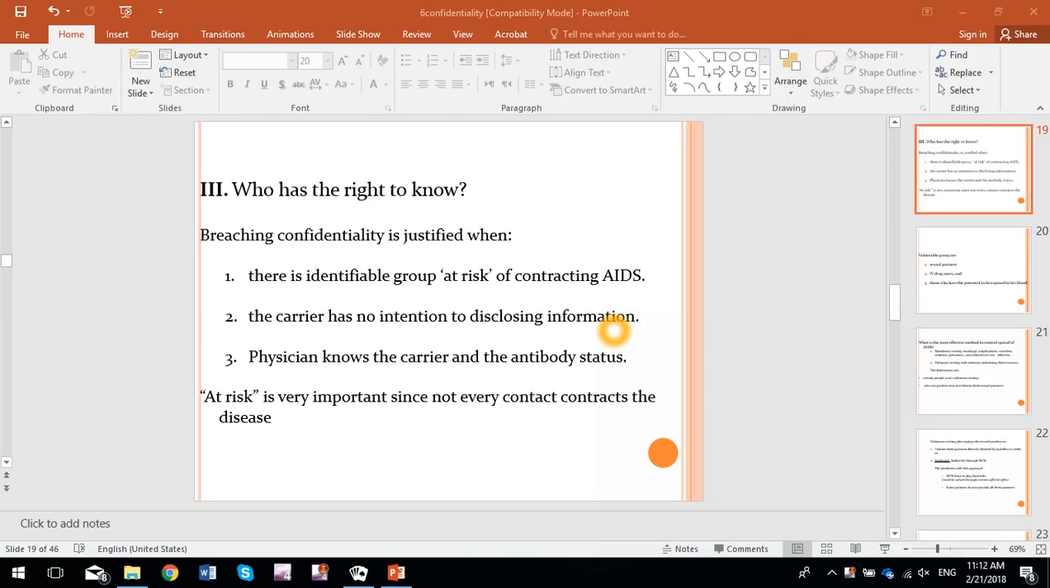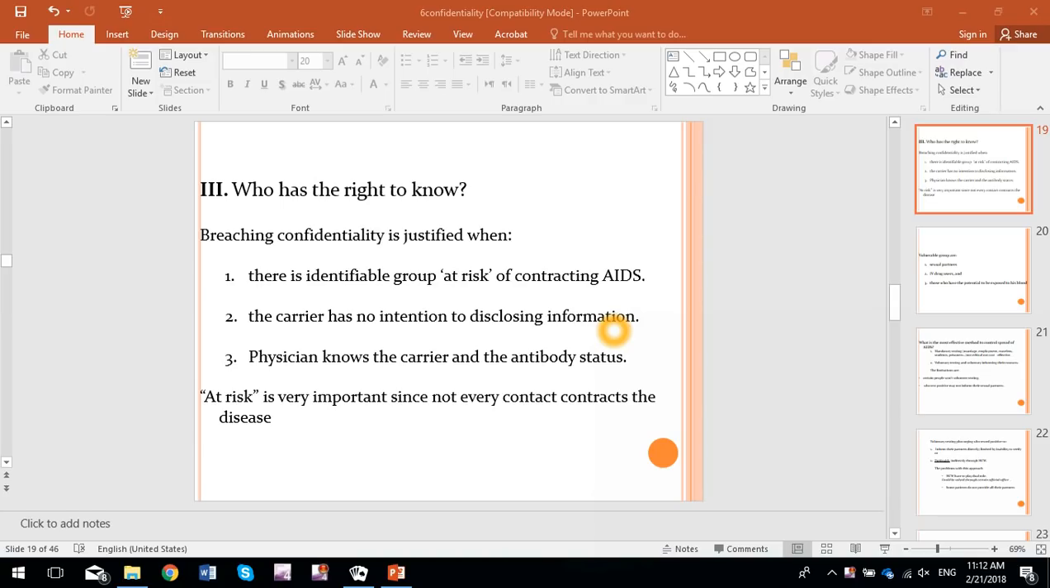There are two types of errors related to confidentiality. One is to disclose information to those who don't have the right to know, and the other one is to fail to disclose information to those who have the right to know. Now we'll talk about who has the right to know.